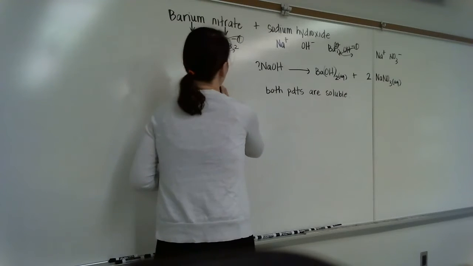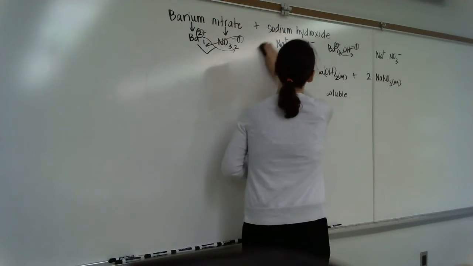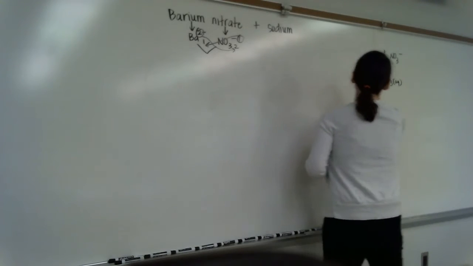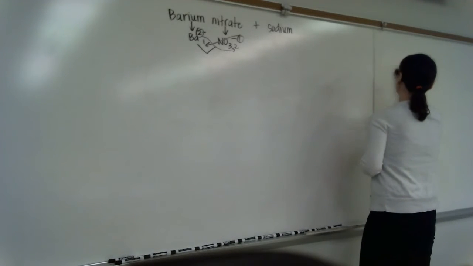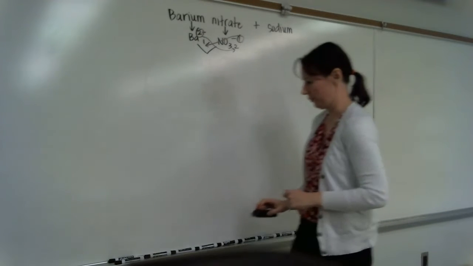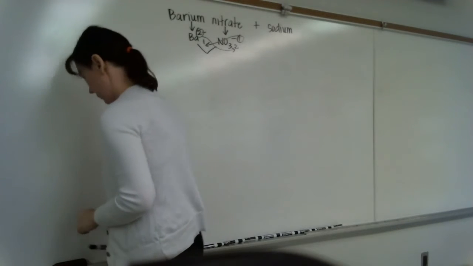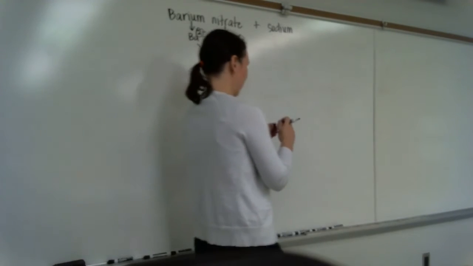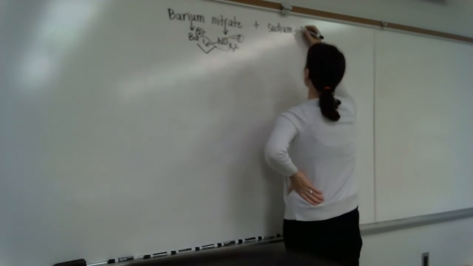All right, let's do one. Let's keep barium nitrate, but this time let's pick sodium phosphate. Pretty sure that one's insoluble. Yeah, let's see. Yep, that one will be insoluble. So we already have revealed the answer. So let's look at the net ionic equation.